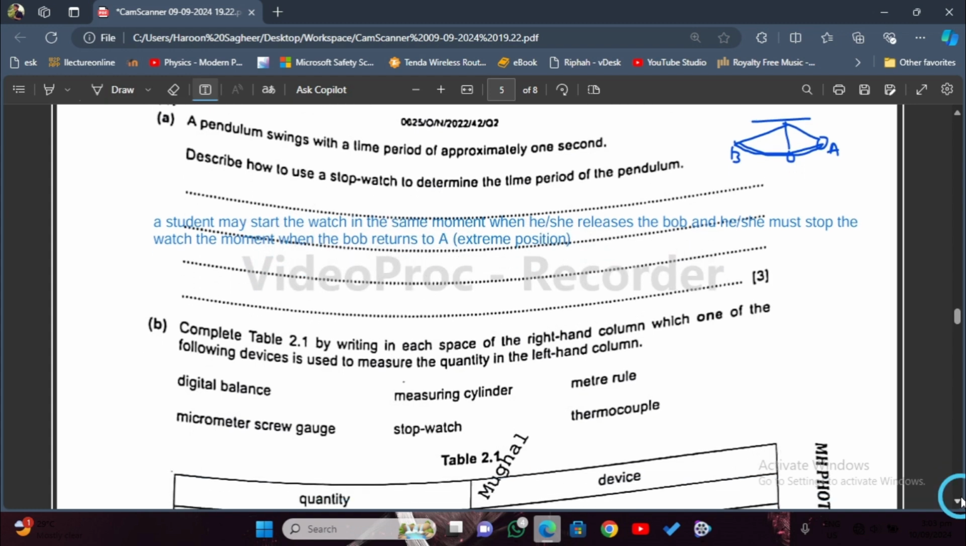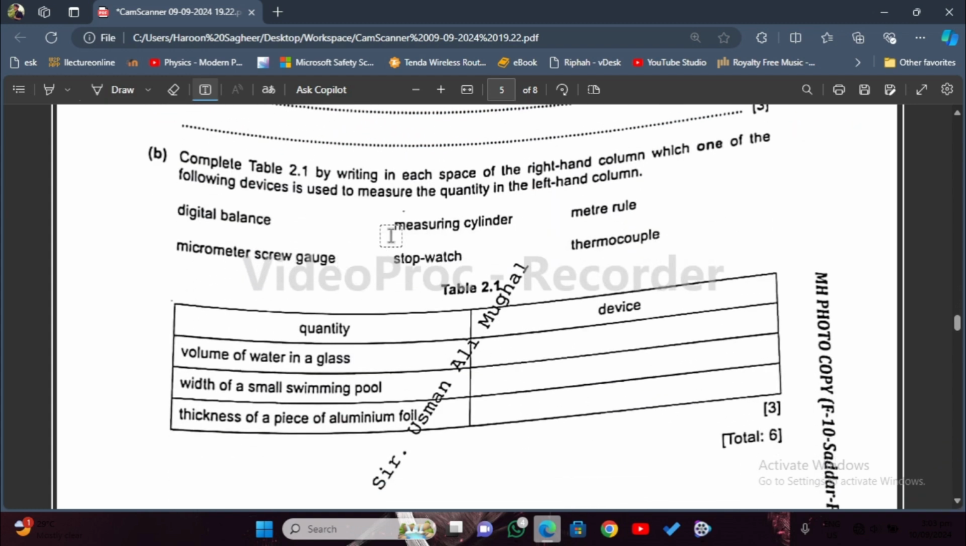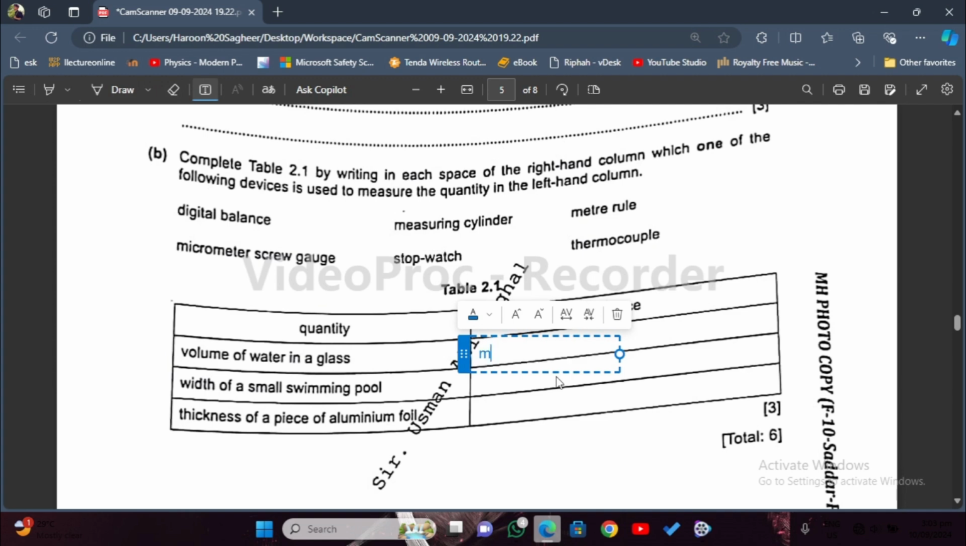Let's go to part B. Complete table 2.1 by writing in each space in the right hand column. Now here we have some quantities, and we should tell which device should be used in order to measure these quantities. Volume of water in a glass. Now let's see, measuring cylinder. We can calculate the volume with a measuring cylinder. There we go.